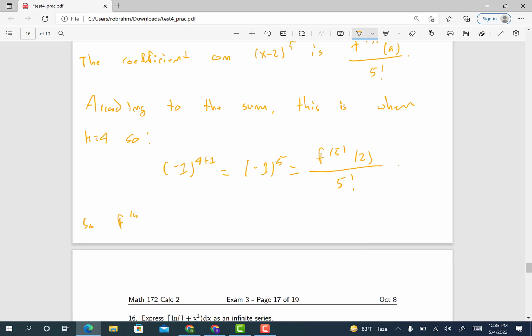So the fifth derivative of f evaluated at 2 is equal to (−1)^5, which is just −1, times 5 factorial. And that's the answer.